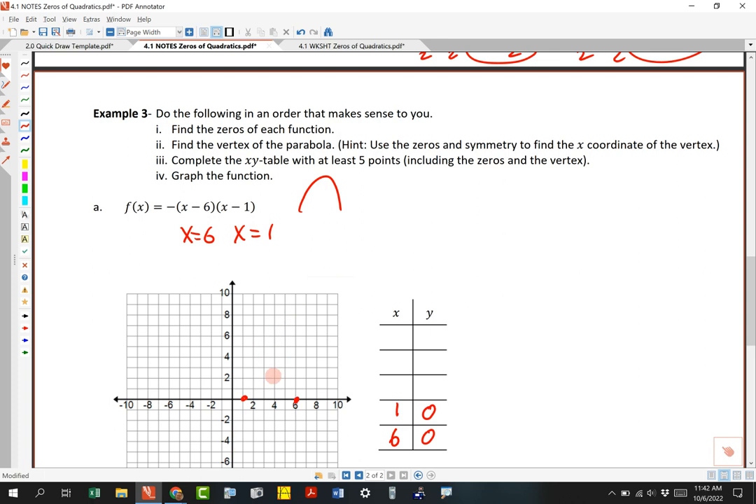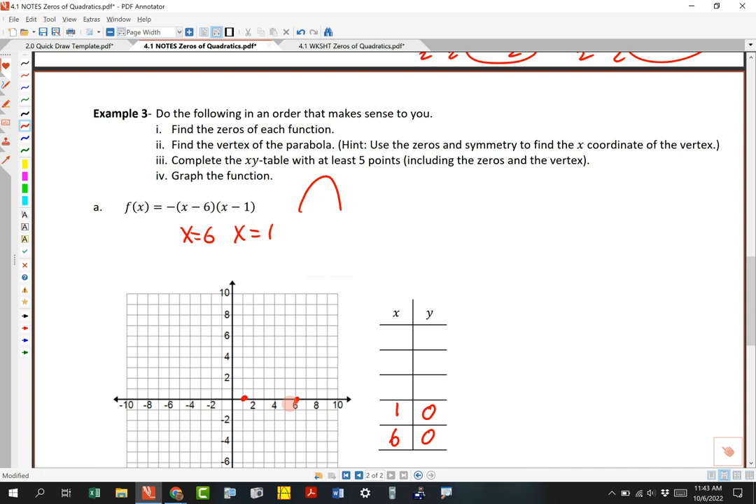What's the x-coordinate of the vertex? Zach thinks he knows. Be really cool if you could tell it where it is and how you figured it out. Zach? 3.5. Zach thinks it's at 3.5. Why do you think it's at 3.5? Because it's symmetric through the center of it. It's symmetric through the center of it, okay? So it would be right in between the two of those.